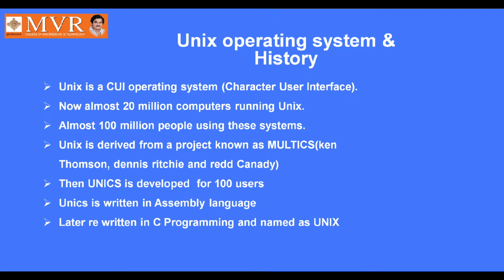Now whatever things we are using are all derived from this Unix operating system. So in history, we need to remember only three things. First is Multics, which is the Multiplexed Information and Computing System, designed for only 2 users to share the same data at the same time. After that, some development was made and they developed Unics, which is intended for 100 users. Then comes Unix, which is developed in the C language to share the same data at the same time. This is the thing we need to remember.